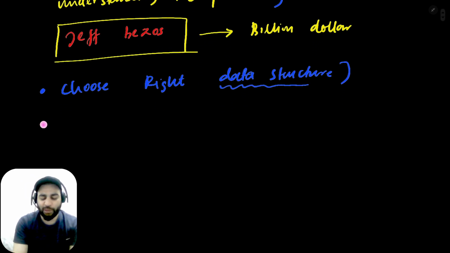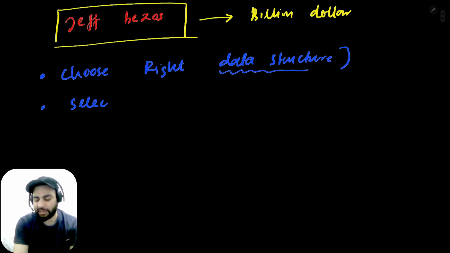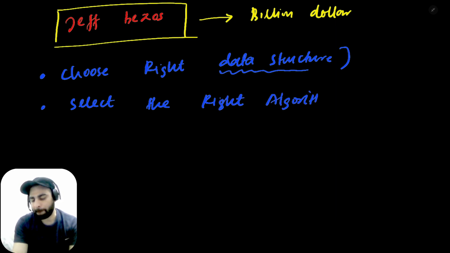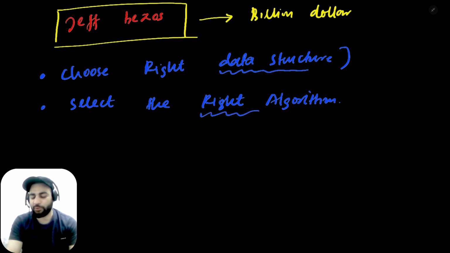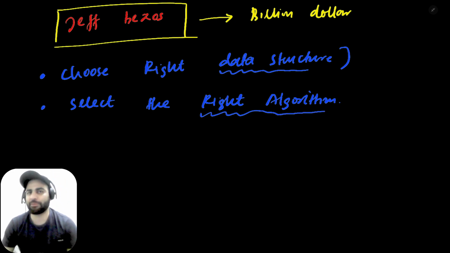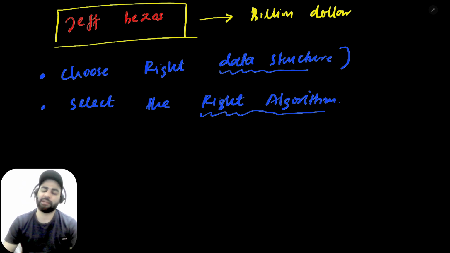Then after that, now you have to choose an algorithm. You have to select the right algorithm. Okay. What is the meaning of the right algorithm? Maybe it has something to do with space and something to do with time: how fast is the algorithm, how space efficient it is, and things like that.